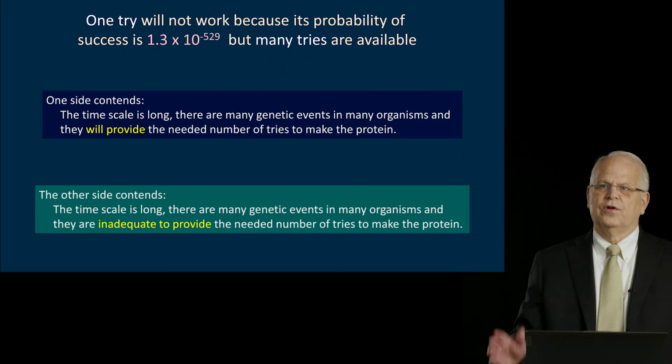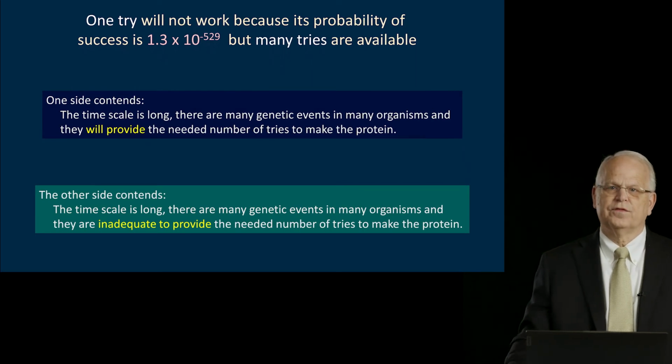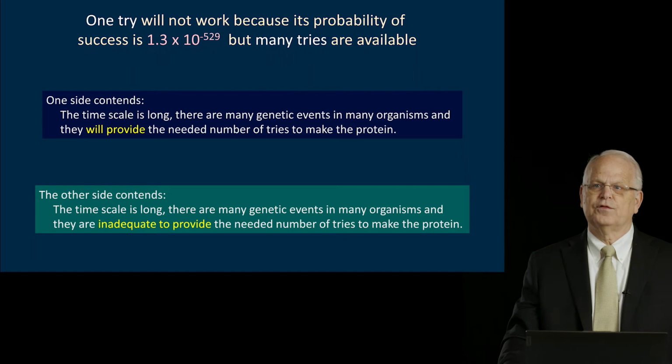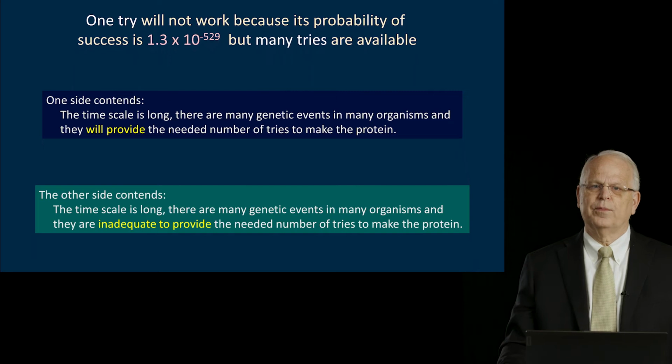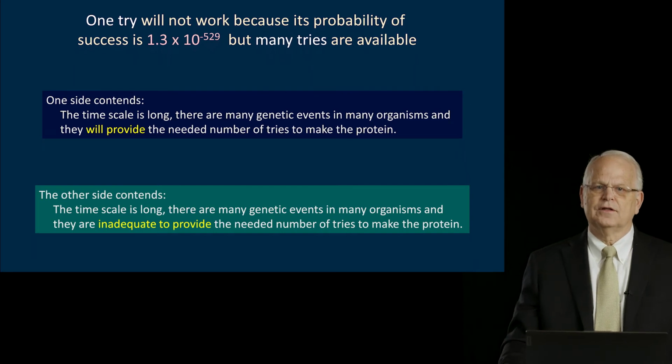Now, one try will clearly not work because its probability of success is 10 to the minus 529. But many tries are available, and this is where the contentious point comes. There isn't contention that it's very difficult to do in one try. The contention is over how many tries are available. Essentially, the contention is our best estimate of n. What is the number of tries available?